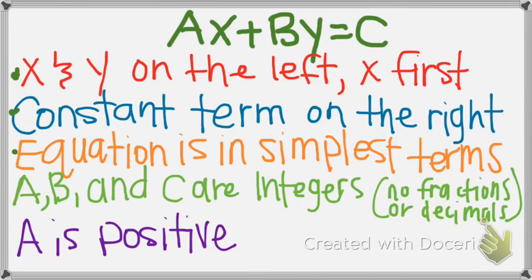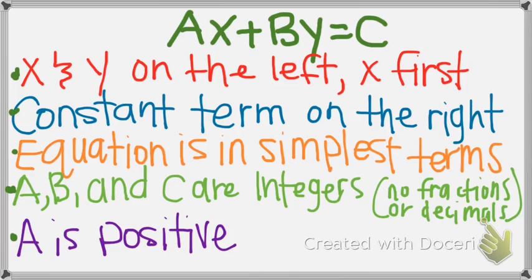You may also see standard form defined with two additional rules. A and B and C are integers. That means no fractions or decimals. And A has to be positive.